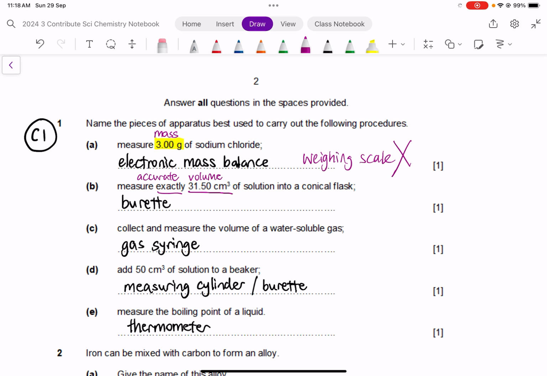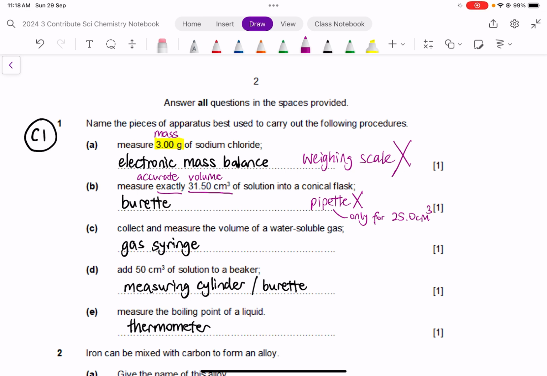So to measure accurate volumes of solutions in the lab, we will make use of the burette. We do not use a pipette because a pipette is only for 25 cm cube. If you are given another volume other than 25.0 cm cube, we will have to use a burette.